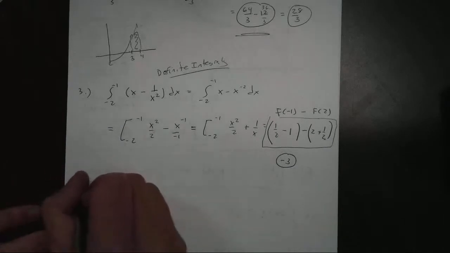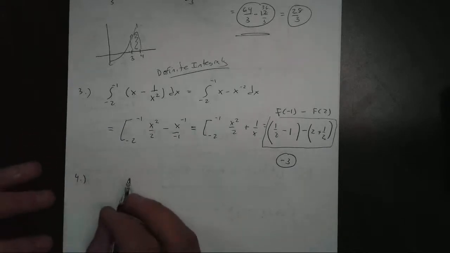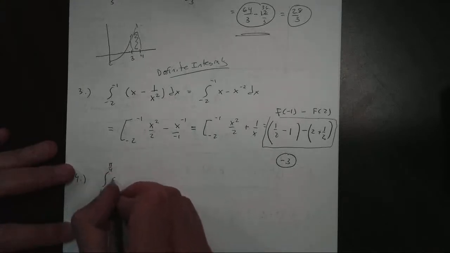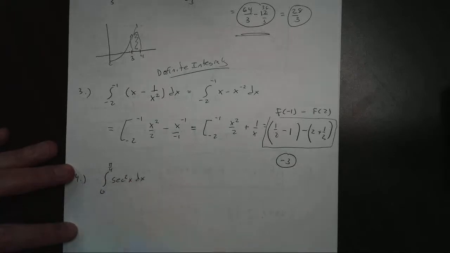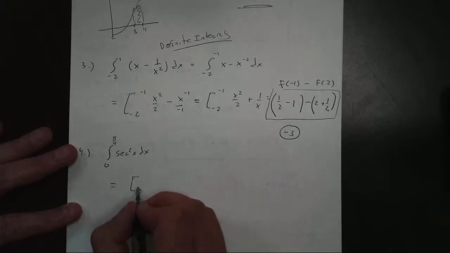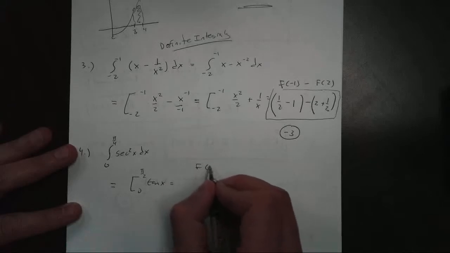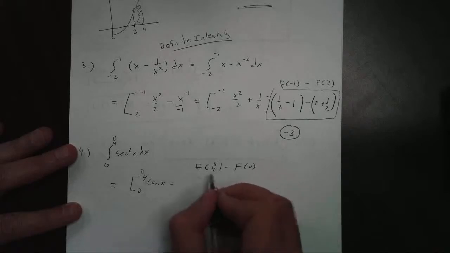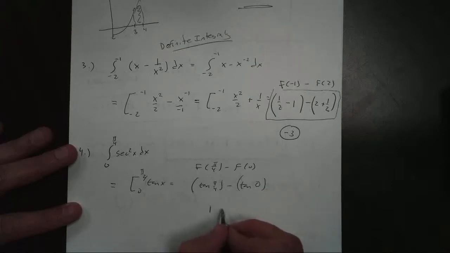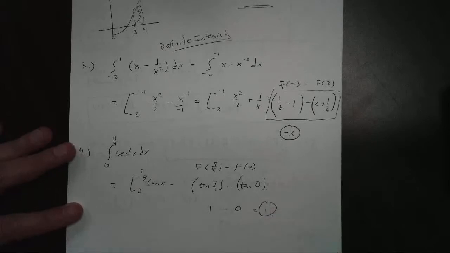Let's take a look at a trig one, number 4 here. Let's try the antiderivative from 0 to pi over 4 of the secant squared of x dx. Well, I know this antiderivative. The antiderivative of secant squared is just tangent of x. And if I evaluate it, f of pi over 4 minus f of 0, I'm looking at the tangent of pi over 4 minus the tangent of 0. Well, tangent of pi over 4 is 1 minus 0. I get 1.